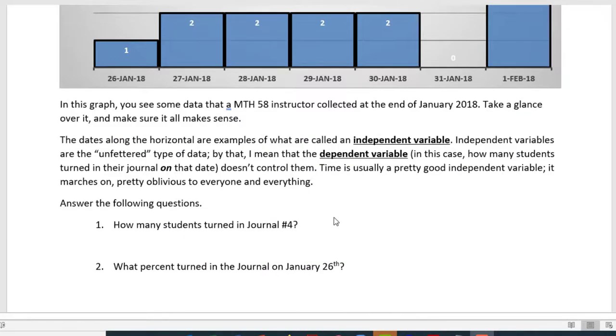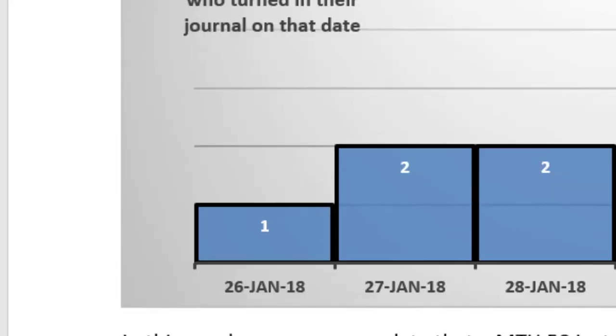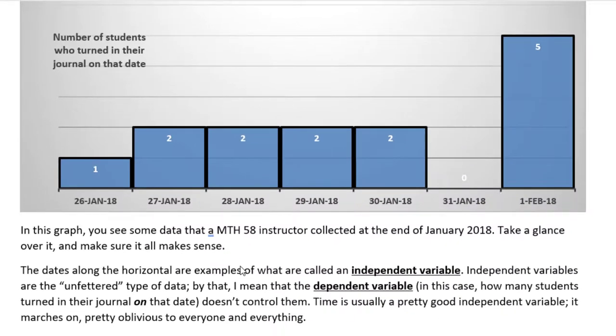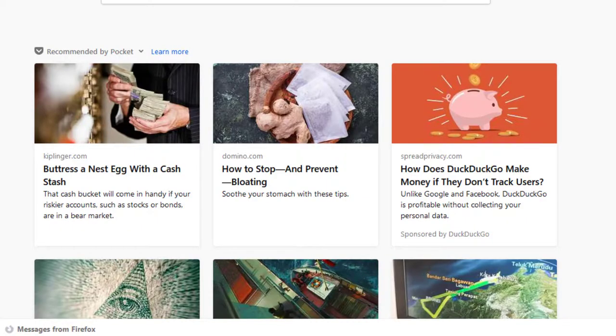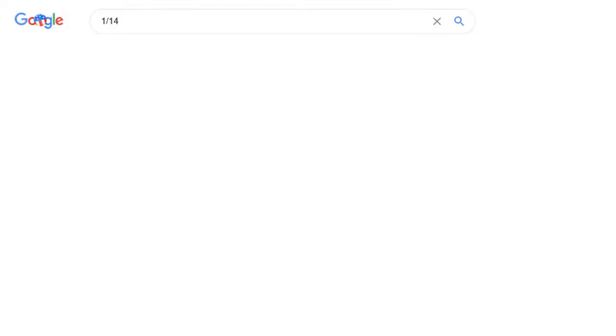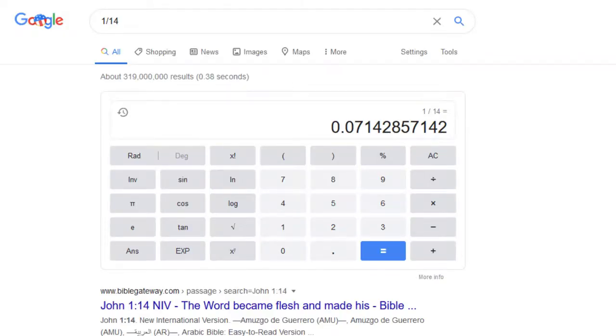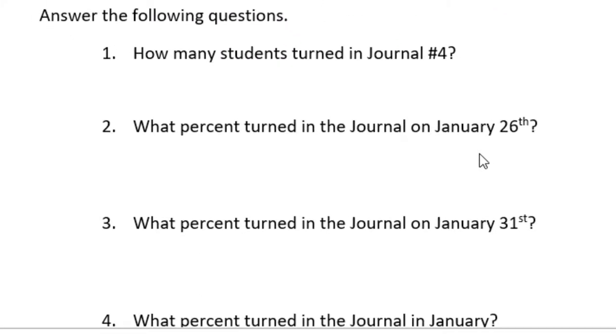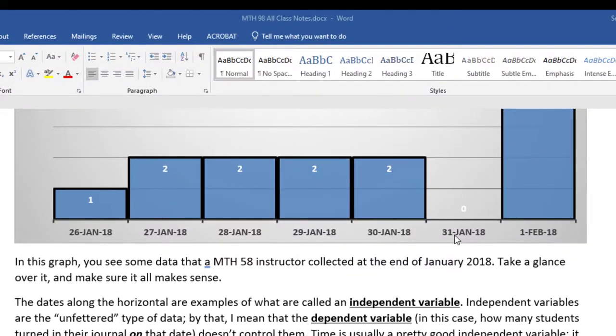So 14 in total. What percent turned in the journal on January 26th? 1 person out of 14. Now, I don't know why I have this in my head, but I know that's about 7%. I think it's from years of doing math. But if you need a percentage, you can just go to your buddy and mine, Google, and type 1 divided by 14, and it will tell you that it's about 7% right there. All right. What percent turned in the journal on January 31st? January 31st. Aha! None. 0% turned it in on January 31st.